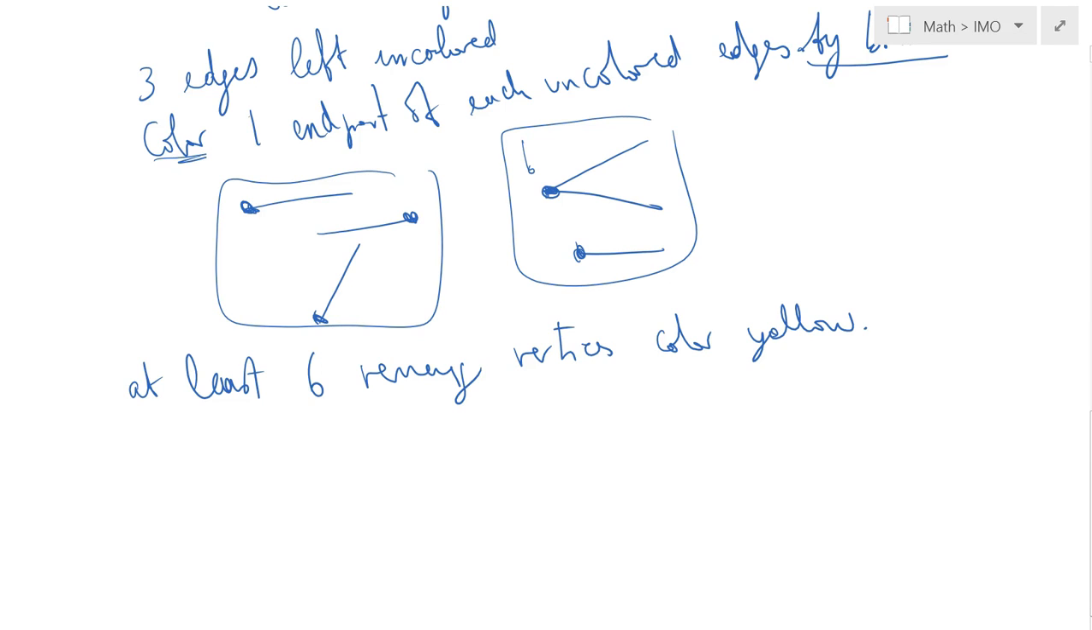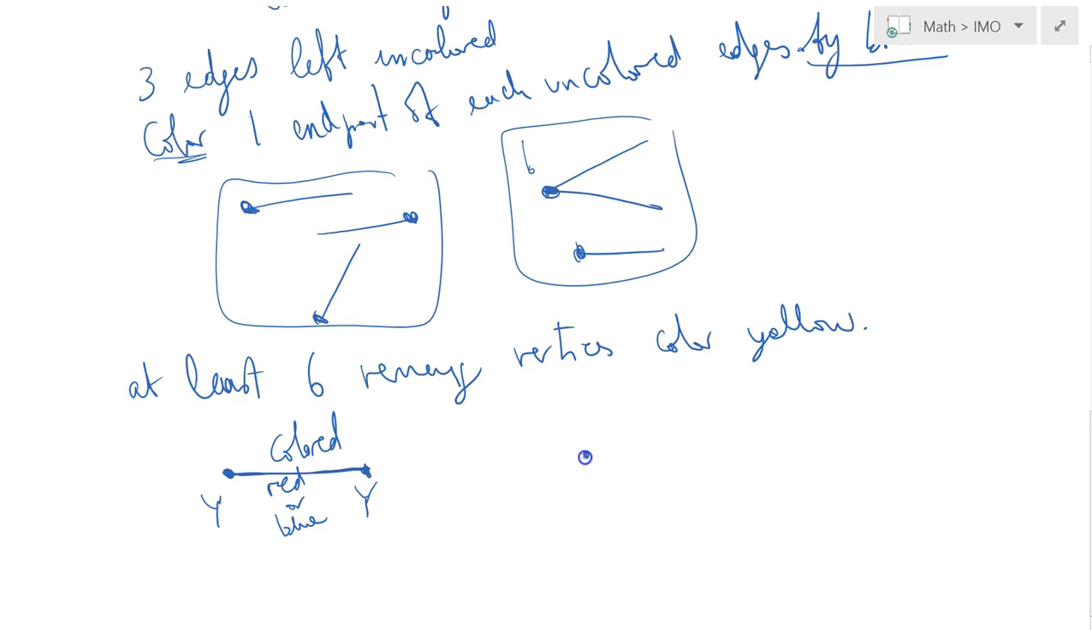And because we have colored one endpoint of each uncolored edge brown, what it means is that if you have 2 yellow vertices, then the edge which connects them will necessarily be colored. It will be either red or blue. So these edges connecting 2 yellow vertices will be colored either red or blue.